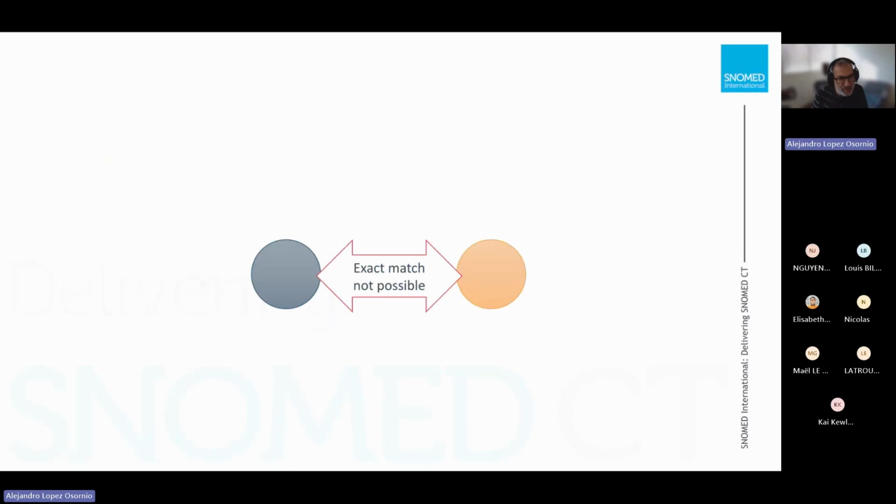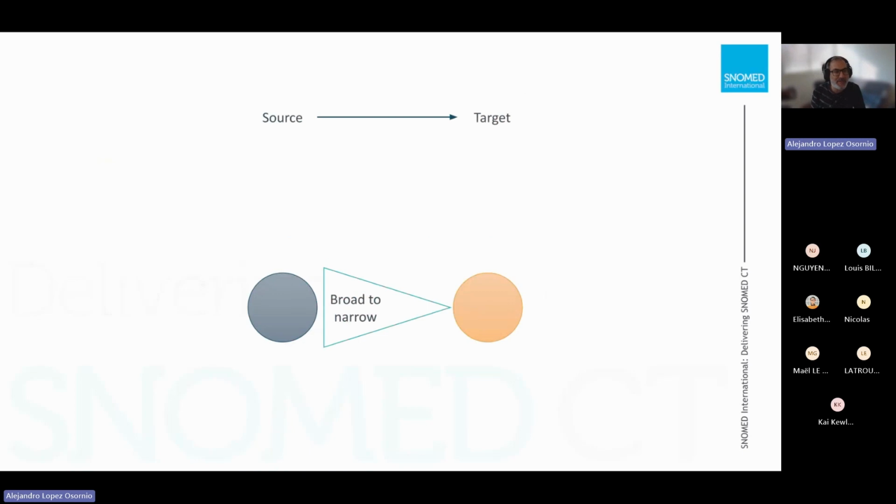Sometimes the exact match between two terminologies is not possible. Yes, and then you need to define that the source is actually different from the target in the level of detail. And for the association, for example, you can use broad to narrow. If the source is more general and the target is more specific, you say that it's broad to narrow. For example, if you're mapping diabetes mellitus and then you choose a relationship to diabetes mellitus type 1, it means that the source is broader and the target is narrower.